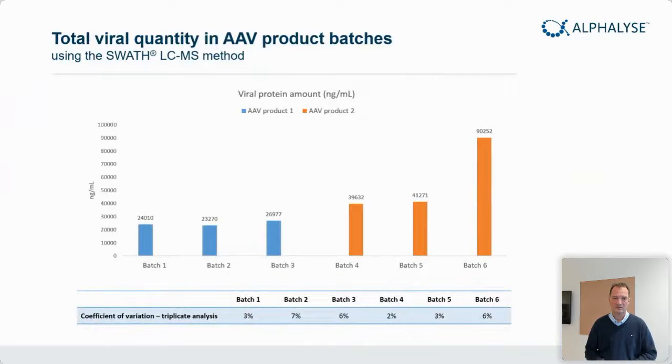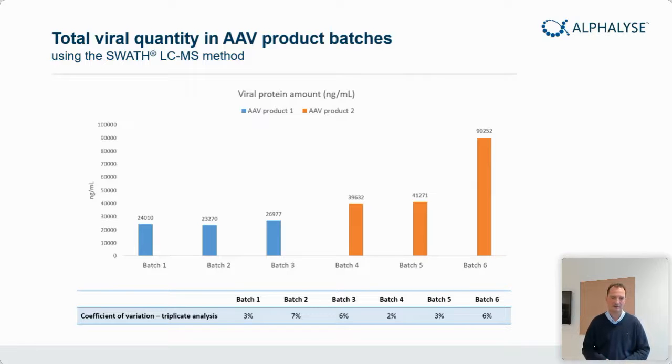So if we look at some of the data, here we only look at the viral proteins resulting from the analysis. What you can see is the total viral content in nanograms per ml for the 6 different batches. We can see for product 1, the viral content is quite consistent between the 3 batches. For product 2, 2 of the batches were quite similar in the content, whereas batch number 6 had a much higher content or concentration of the viral proteins.